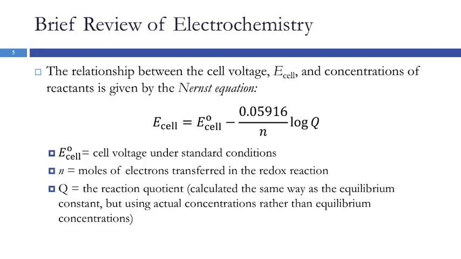Okay, so the cell voltage, the difference in electric potential between those two electrodes, is going to depend on the concentrations of the reactants. And the relationship is given by the Nernst equation. We're not going to do any calculations, but we need to have an idea of how it depends on it. So the potential of the cell, or the voltage of the cell, is equal to the cell voltage under standard conditions. That would be 1 molar concentrations of any aqueous substances. For solids, it would be the pure solid. For gases, it would be 1 atmosphere.